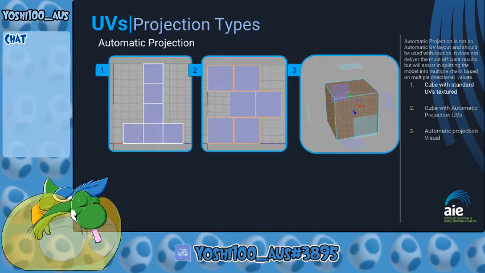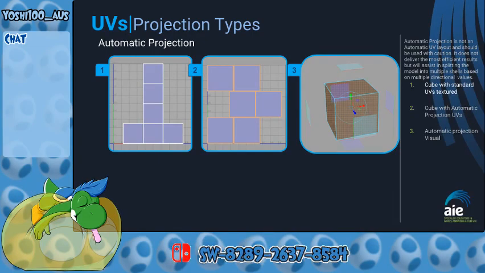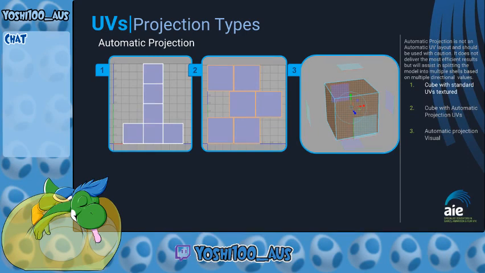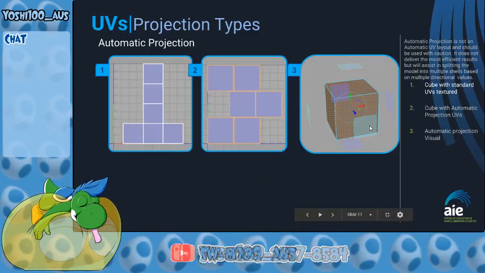Okay, UV projection types. Automatic projection is not an automatic UV layout and should be used with caution. It does not deliver the most efficient results, but will assist in splitting the model into multiple shells based on multiple directional values. Cube with standard UVs textured. Cube with automatic projection UVs. What? Automatic projection visual. So is that just like capture? I'm confused. What are these? What exactly are these squares?